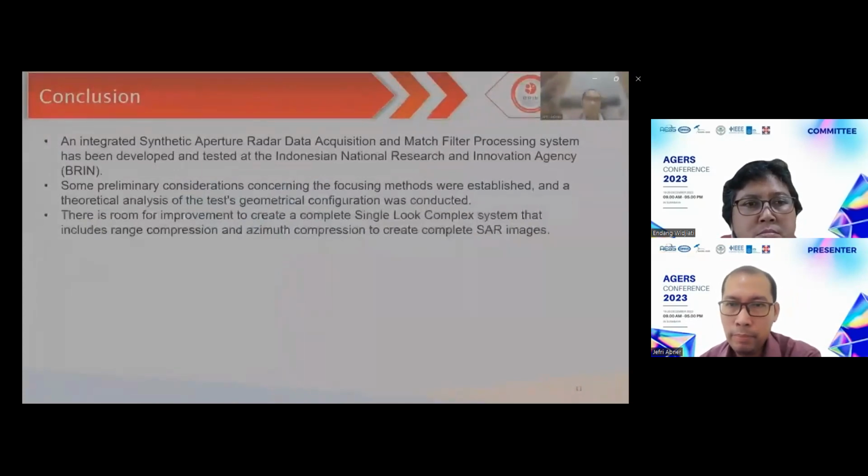Conclusion. An integrated synthetic aperture radar data acquisition and match filtering processing system has been developed and tested at the Indonesian National Research and Innovation Agency, or BRIN. Some preliminary considerations concerning the focusing methods were established, and theoretical analysis of the test geometrical configuration was conducted. There is room for improvement to create a complete single complex system that includes range compression and azimuth compression to create complete SAR images.